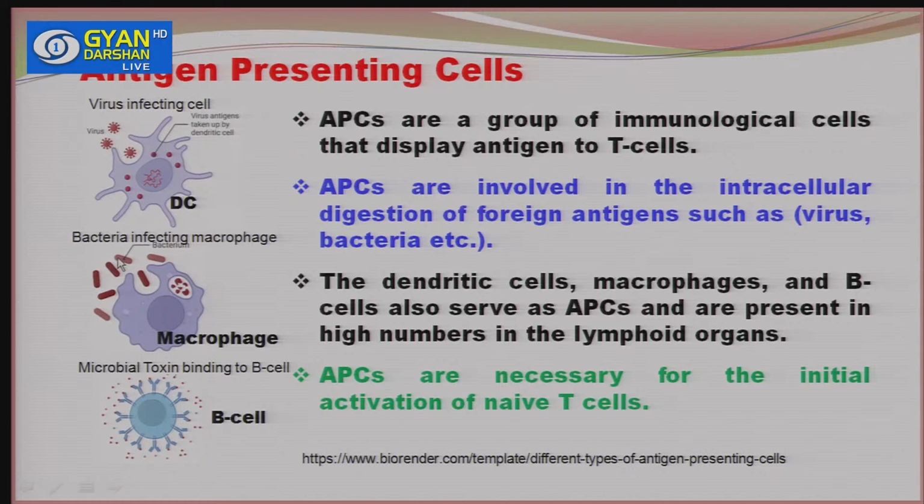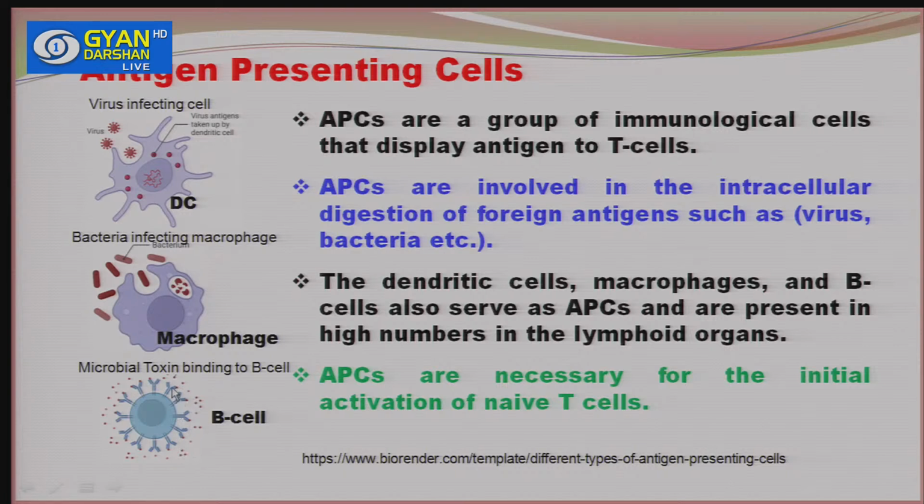Another is the macrophages. Macrophages are able to engulf the bacteria. You can see in this figure the bacteria are engulfed by the macrophages, and ultimately they are processed and presented on the surface of the macrophage cells, to be recognized by the T cells. And the third one is the B cells. These are the antibodies.